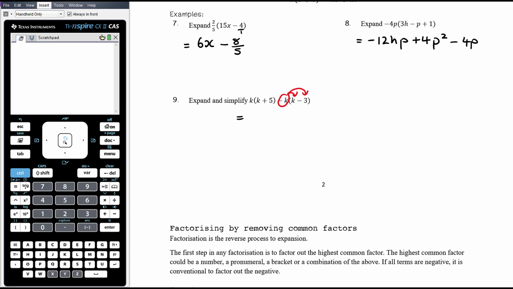So the first bracket is easy enough. K times k is k squared. K times 5 is 5k. And then we've got minus k times k, which is minus k squared, and minus k times minus 3, which is positive 3k. K squared minus k squared, they cancel out, and 5k plus 3k is 8k.